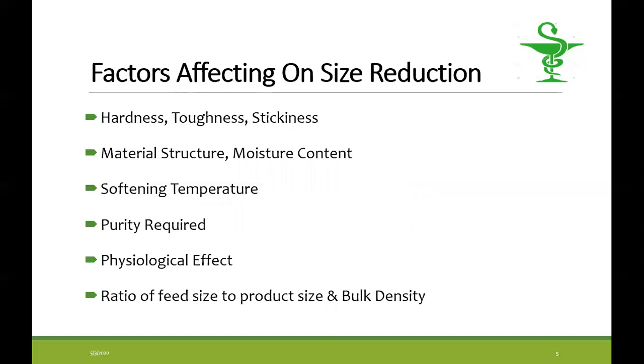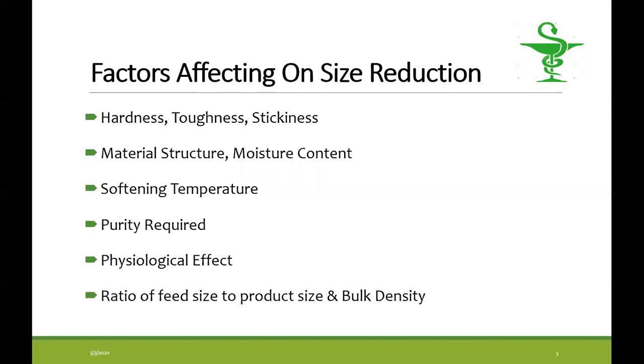Next, material structure. Materials which show special structures may cause problems during size reduction. That is, vegetable drugs which have a cellular structure generally produce long fibrous particles on size reduction. Similarly, mineral substances having lines of weakness produce flake-like particles on size reduction.